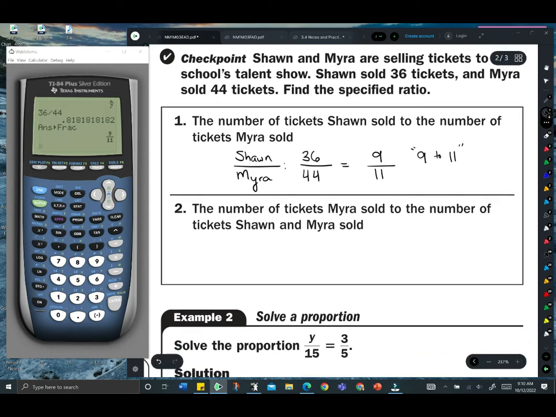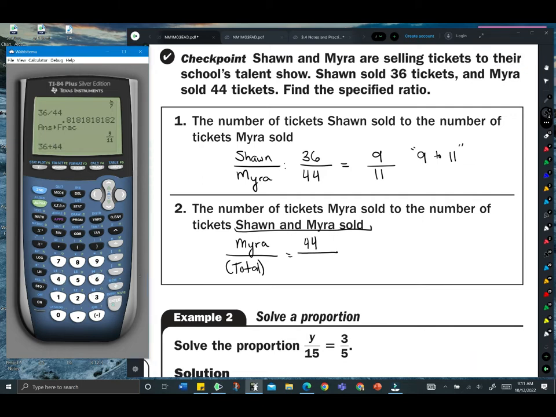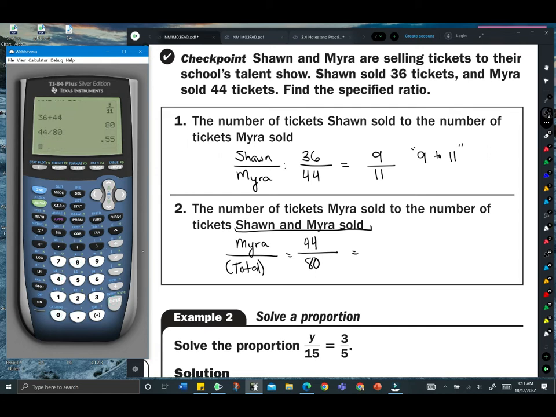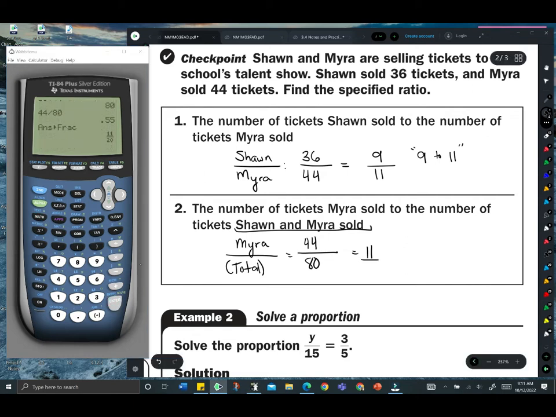Number of tickets Mira sold to number of tickets Sean and Mira sold. So now we need to be a little careful. So now we have Mira over the total number of tickets. Well, Mira sold 44. The total number is 36 plus 44, which is 80. And we find then that she sold a ratio, 44 divided by 80, of 0.55, or 11 over 20.